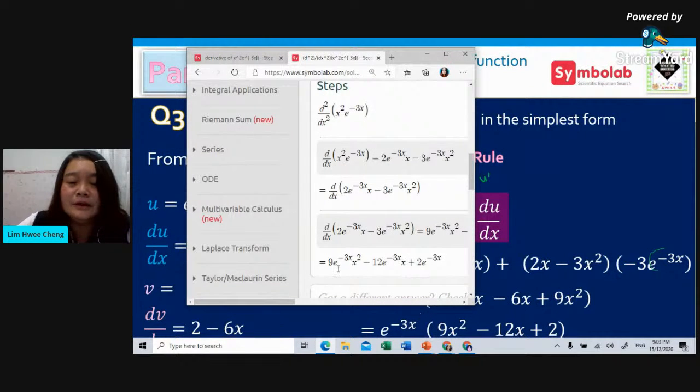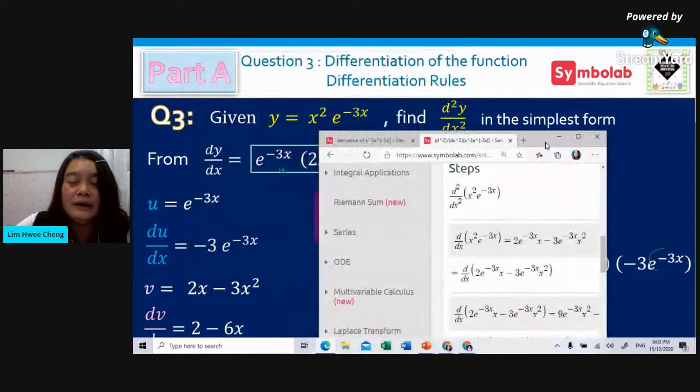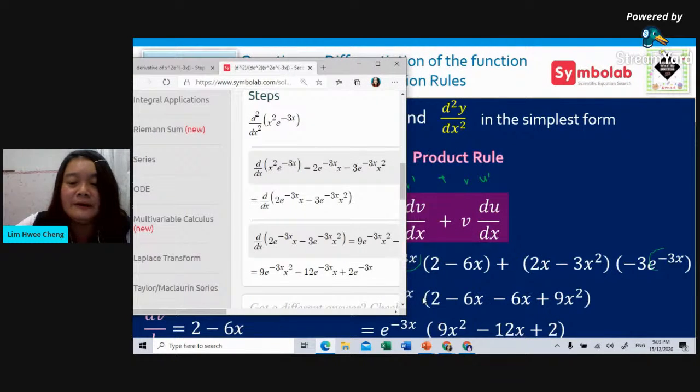what you need to do is that this one and this one are similar. So you just need to factorize. Take out e to the power minus 3x. You only do one extra step because the question requests the simplest form. So you must factorize it. See, there are like terms here, so you just simplify and factorize it.